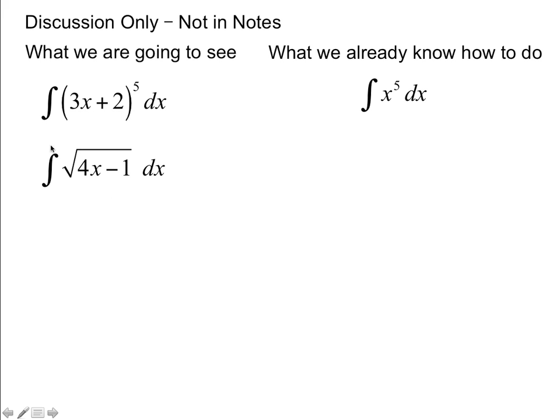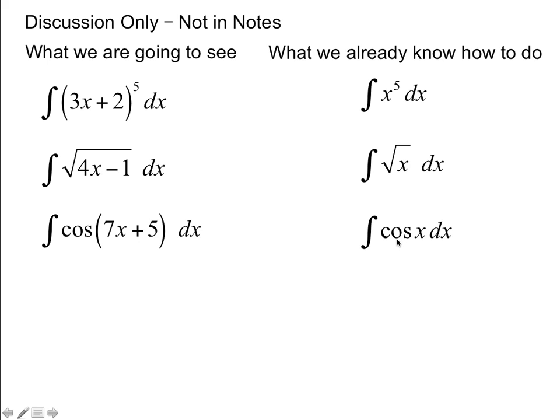Today we're also going to see something that looks like that. Now, if it looked just like this, just root x, again, we could say that that's an x to the half power, and we could do the antiderivative here, but here looks just slightly different. Today we're also going to see something that looks like this. Now, if it were just cosine x, you would be off and running and doing the antiderivative. This looks a little bit different.